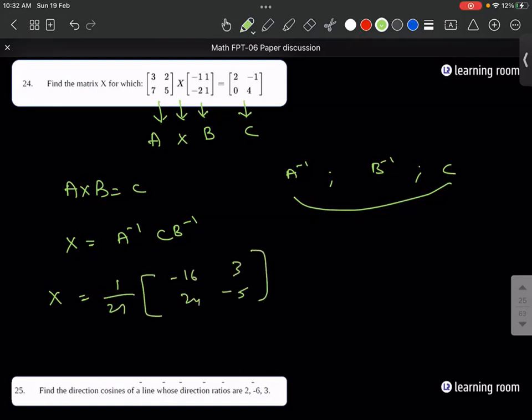Okay. So you know how to find the A inverse. A inverse you find using adjoint of A divided by det A. And remember, it is only a 2 cross 2 matrix. Similarly, B inverse will be equal to adjoint of B divided by det B. Okay.